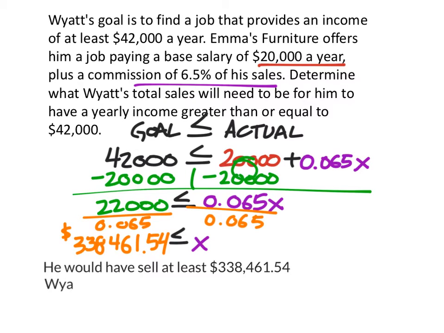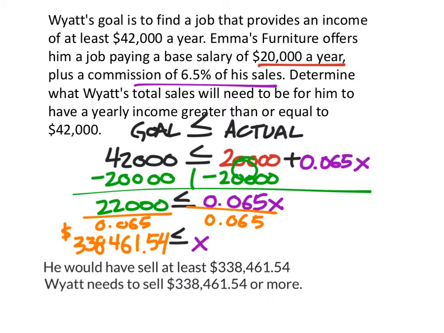So we'll say Wyatt needs to sell. Well, it's. Oh yeah, here we go. We'll say $338,461.54 or more in furniture. I don't want to write that much though, so I'm going to keep it like that. So either one of these would work.